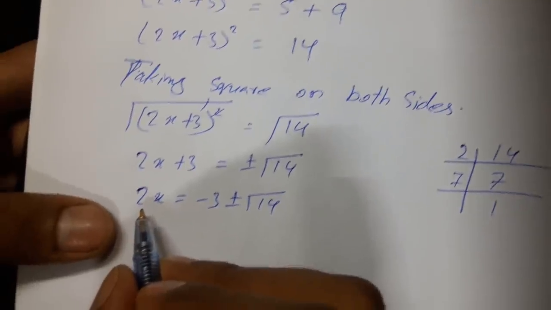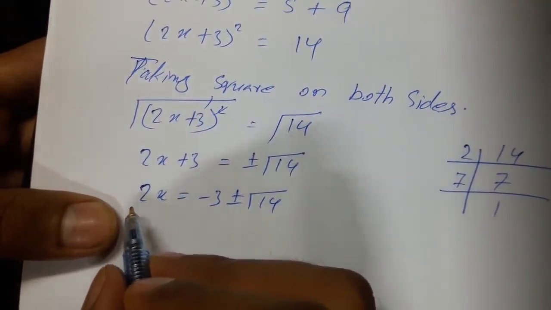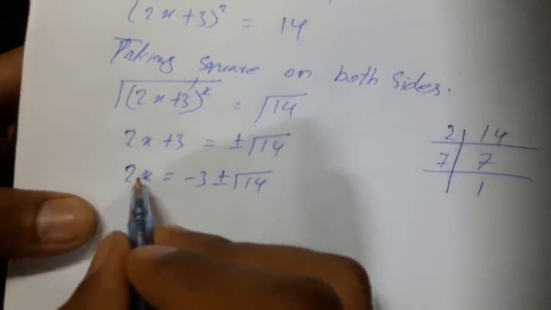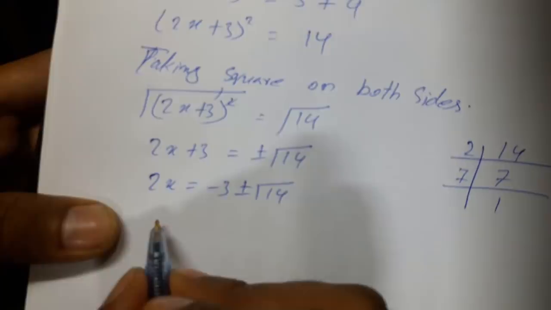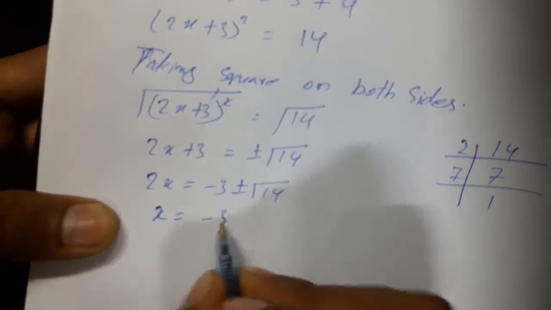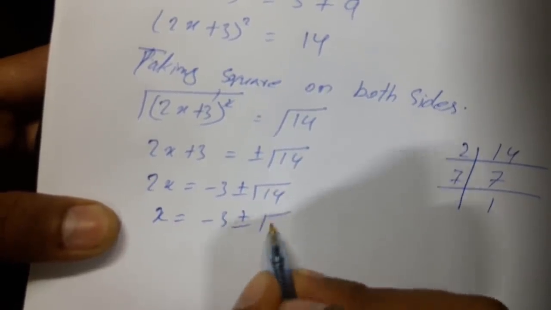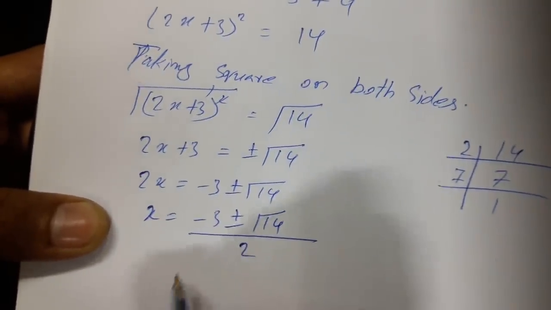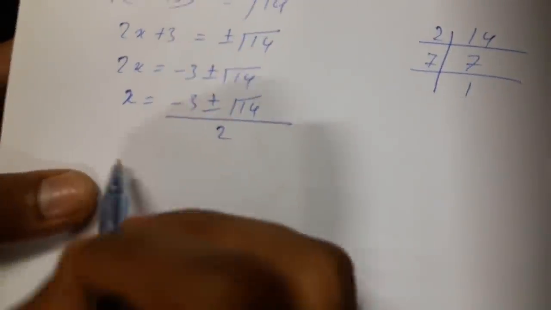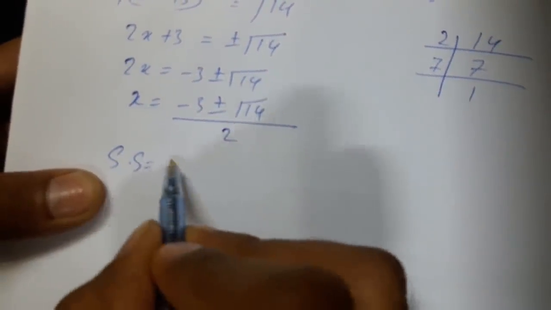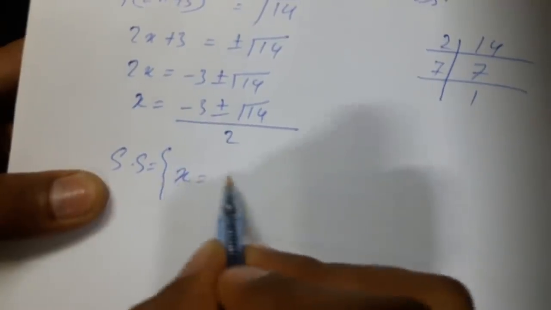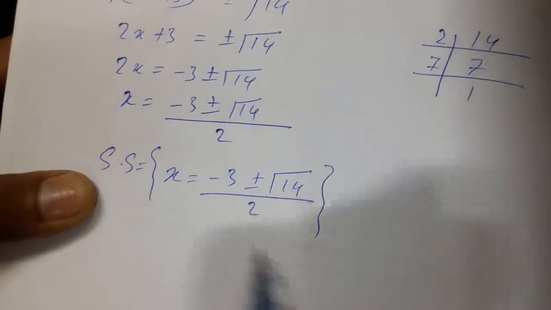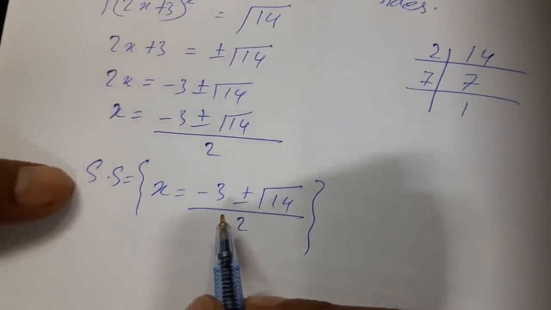Now 2 is multiplying with x. When we move it to the other side, the operation changes. Since it is multiplying here, it will be divided there. So x is equal to minus 3 plus minus square root 14, divided by 2. So the solution set is x is equal to minus 3 plus minus square root 14 divided by 2.